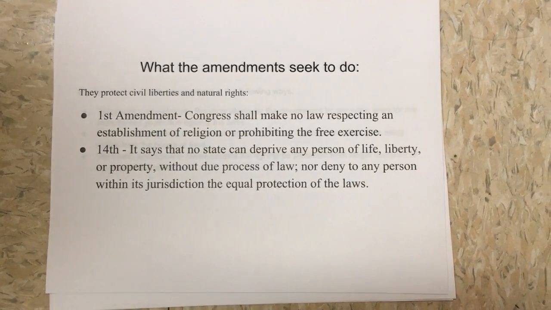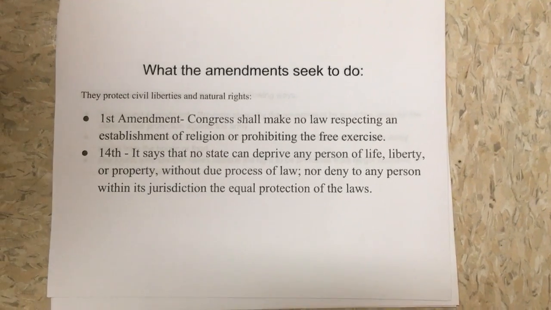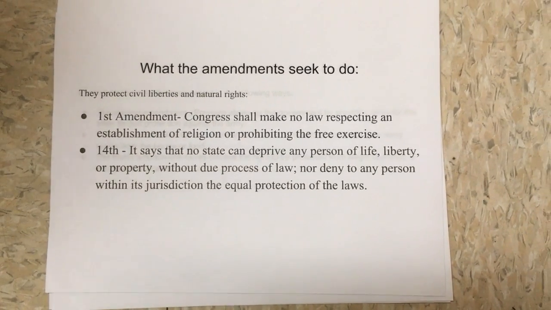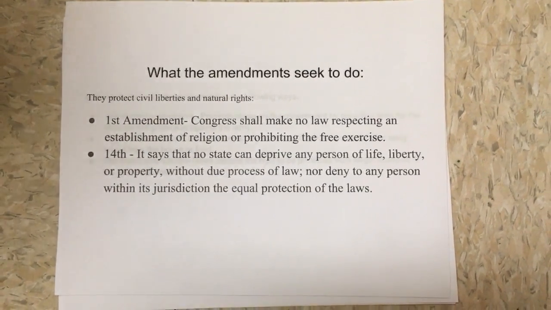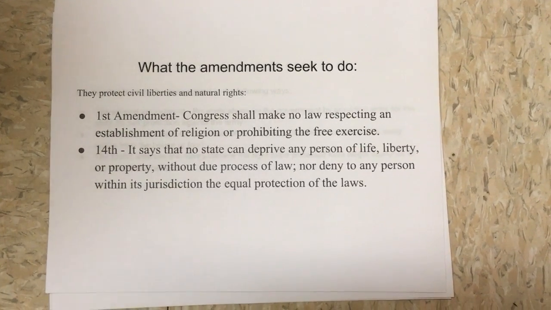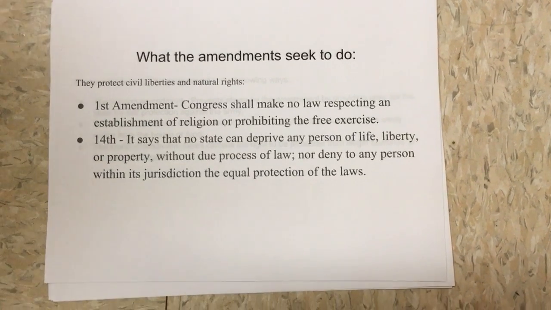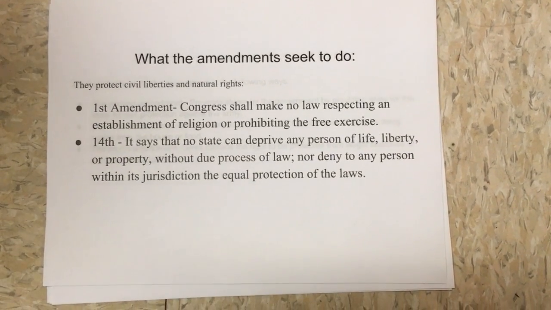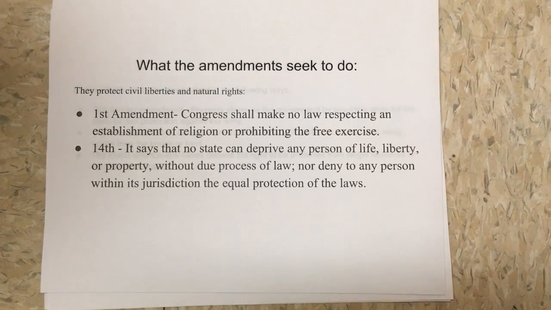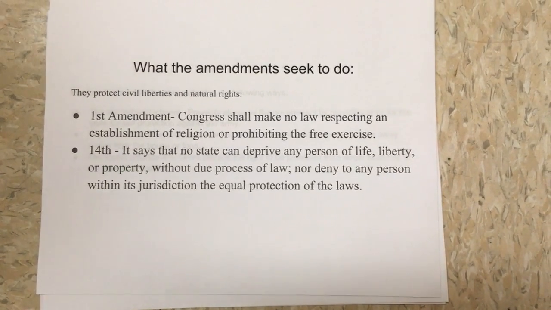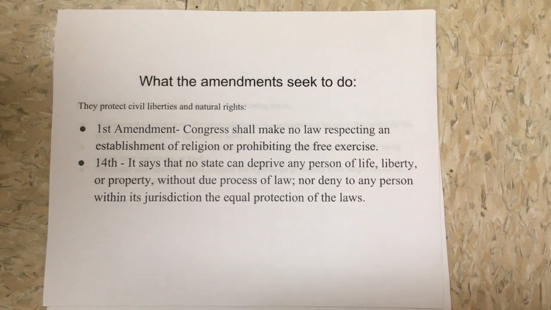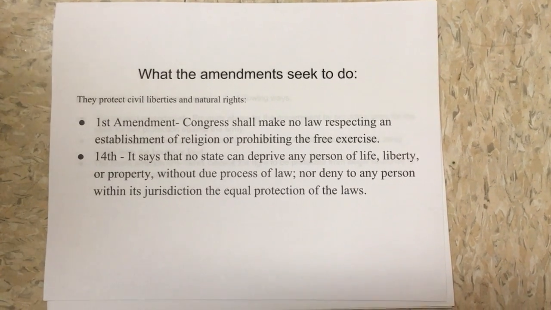What the amendments seek to do. They protect civil liberties and natural rights. The First Amendment says that the Congress shall make no law respecting an establishment of religion or prohibiting the free exercise. The 14th says that no state can deprive any person of life, liberty, or property without due process of law, nor deny to any person within its jurisdiction the equal protection of the laws.